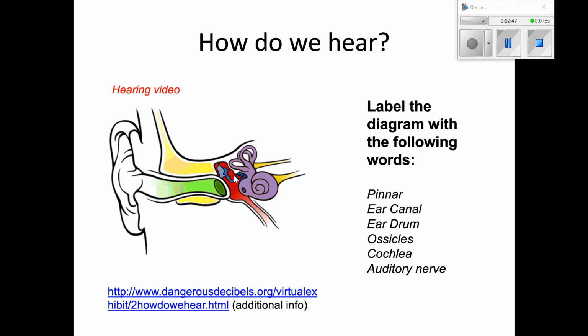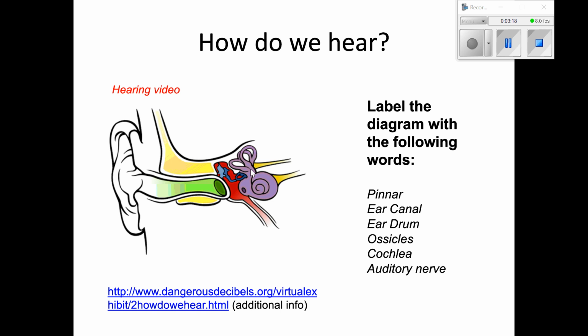As the eardrum vibrates back and forth, these are all connected and they start to move backwards and forwards. They're tiny bones, the smallest bones in your body, about the size of a grain of rice. As they vibrate, they bash into this structure here. It looks a bit like a snail. This is called the cochlea.